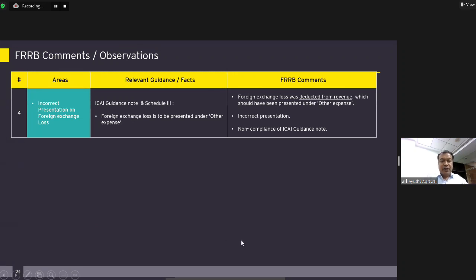Then incorrect presentation of foreign exchange loss, again very common. The guidance note is very clear that exchange rate loss should be presented as part of other expense, but in a number of instances the FRRB observed that the exchange rate loss is getting disclosed as a reduction of revenue and not as an other expense. So these are some of the common errors or observations noted by FRRB. As auditors, as accountants, it is our responsibility to be aware of the same and take care of the same while doing financial instruments accounting.